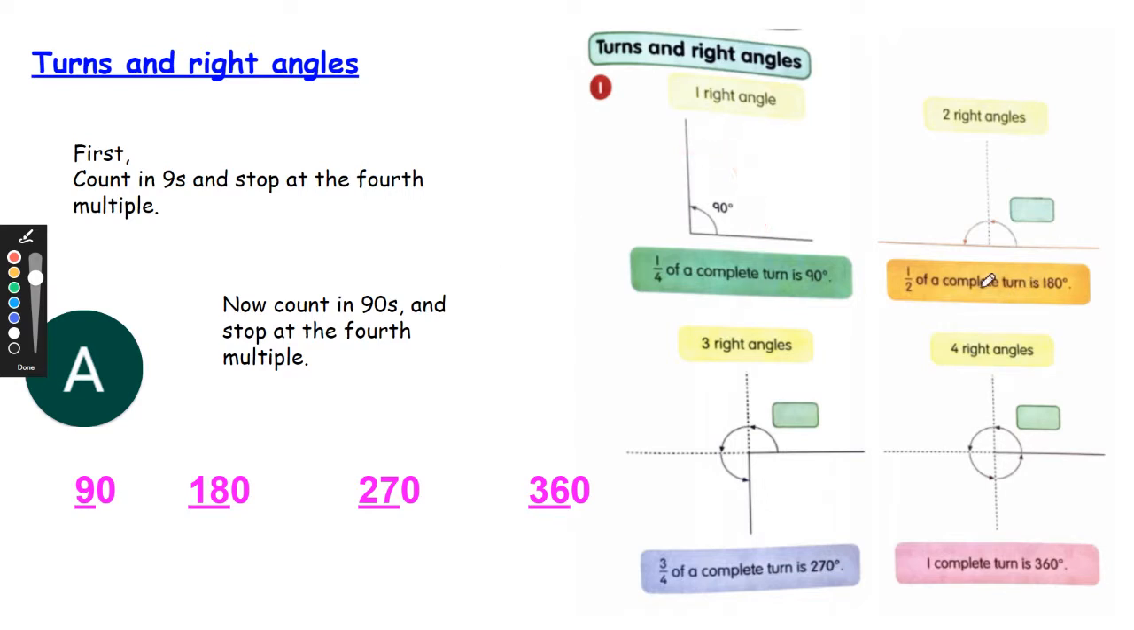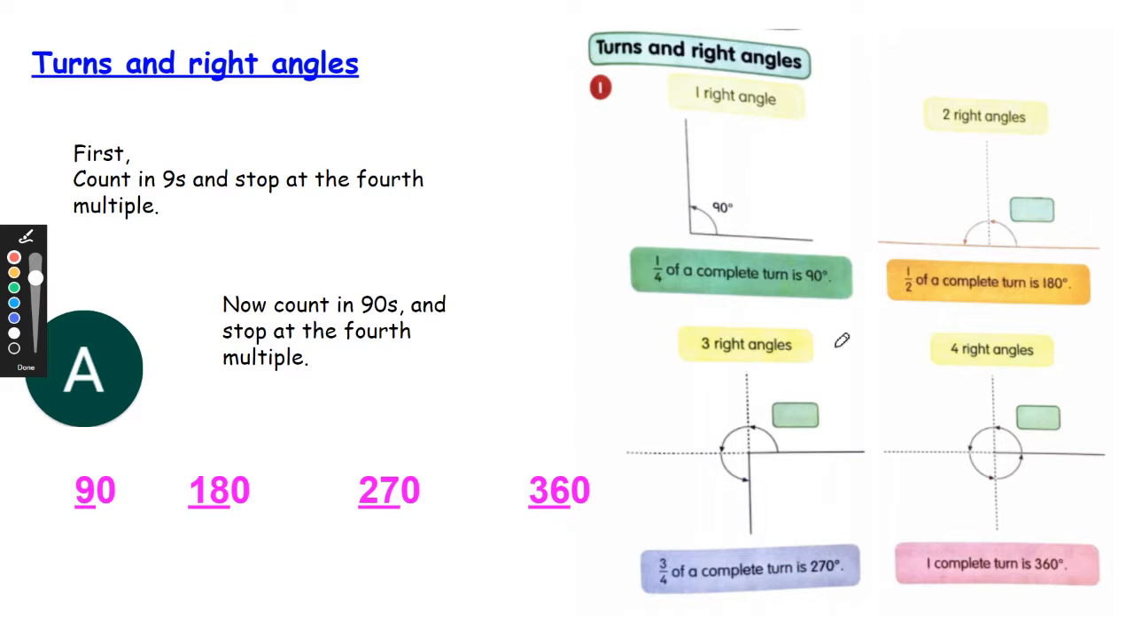Okay. 1/2 of a complete turn is 180. So here I'm doing a half turn. I'm going from this line, a quarter turn, another quarter turn, and there's a half turn, and that's 180 degrees. So there's a box there, and we would fill that in and we would say half of a complete turn is 180 degrees. It's 2 quarter turns, a half turn.